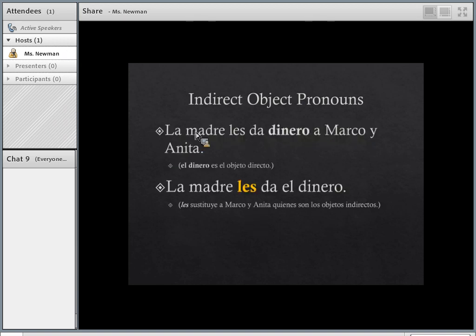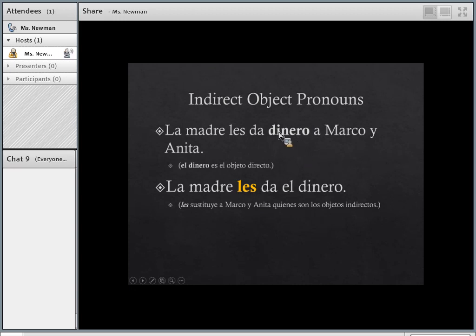Okay, so let's look at this example. La madre les da dinero a Marco y Anita. So we have here, el dinero es el objeto directo. Okay, so the mom is giving to them, right? The mom to them gives the money. And then it says the people, their names, Marco and Anita. So she's giving them money. So the direct object is dinero. I'm sorry, the direct object noun.